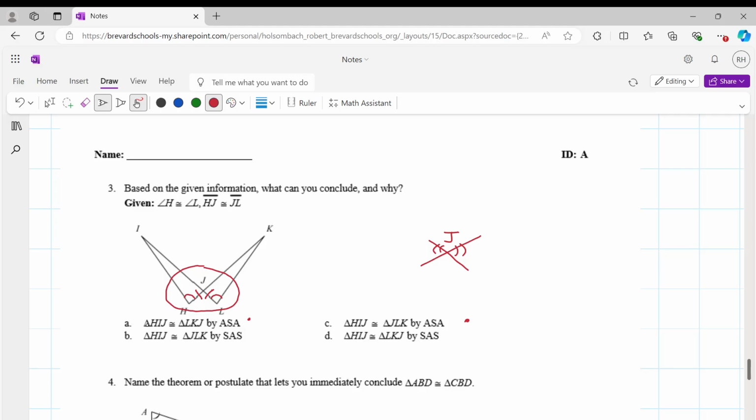So in answer choice A, they started with HIJ. So they went H, I, J. So if they started with the H, they have to start the next congruent statement with an L. All right. If they went H to I, they got to go L to K, and they did. So by process of elimination, it's answer choice A. All right, that's the correct congruence statement.